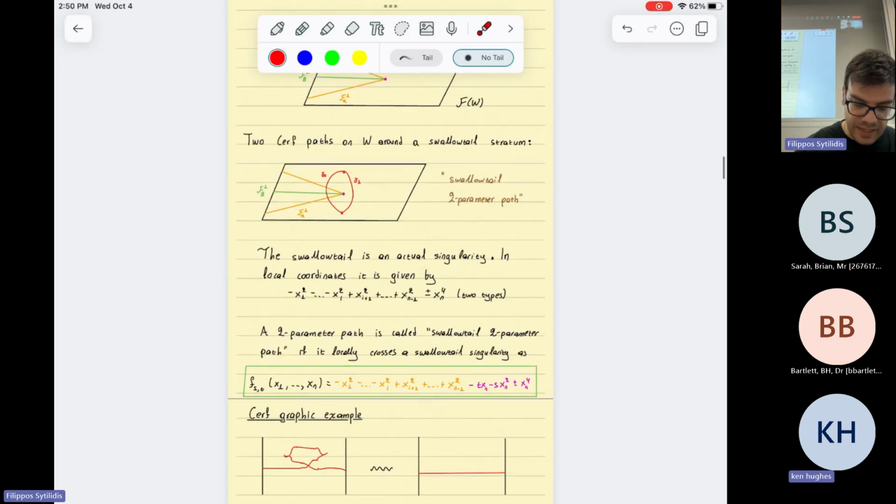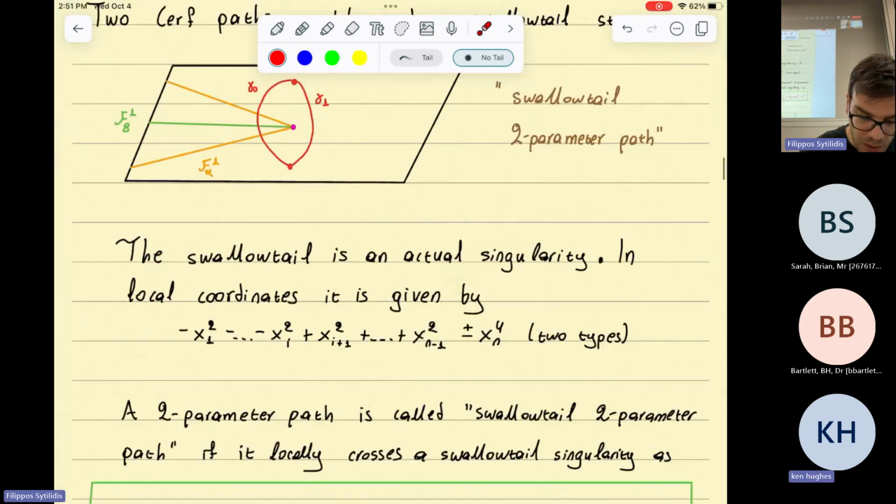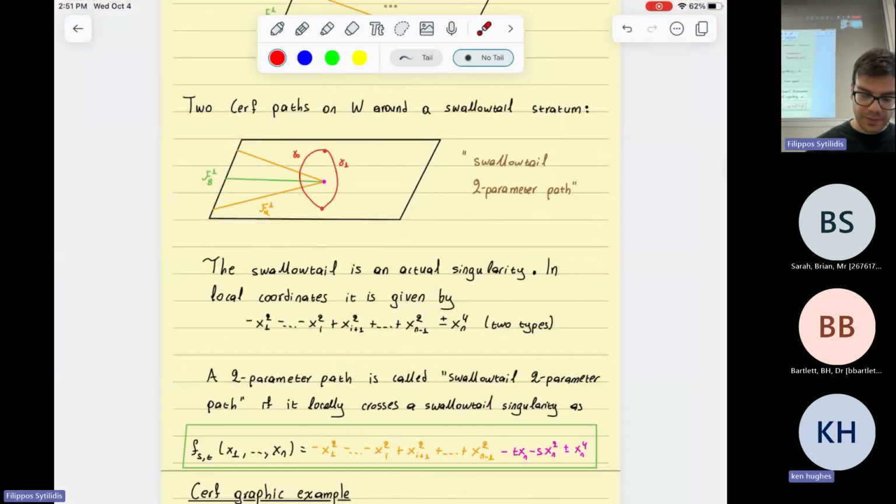And so the idea is that if you give me a SERF graphic like this, under some conditions, I can delete this part and simplify it to a SERF graphic with only folds. So this gives us a way to cancel 2 cusps and a crossing together. And so one way that this can happen is if we have a 2-parameter path.